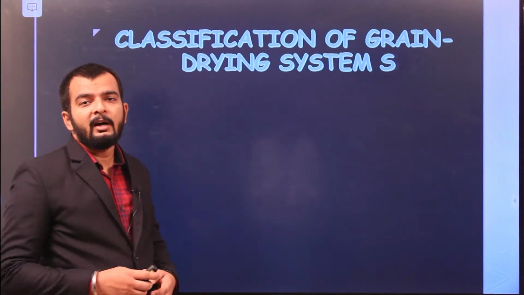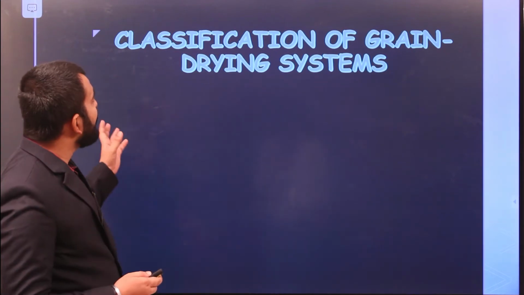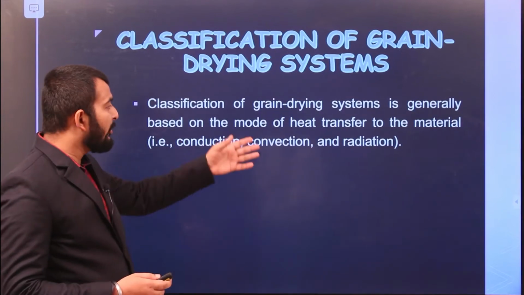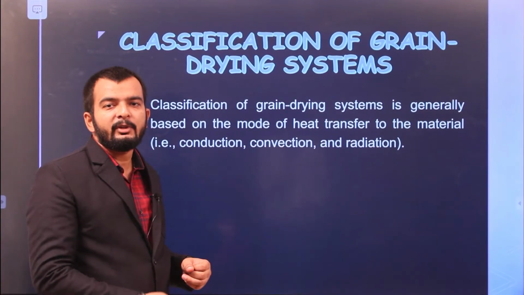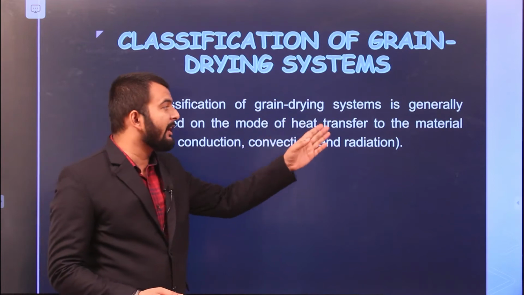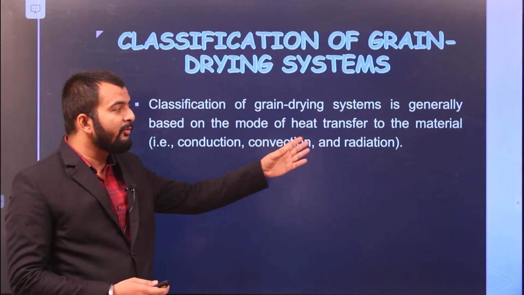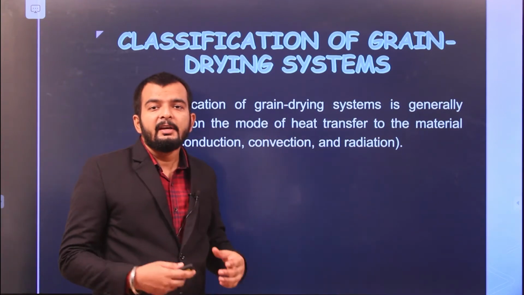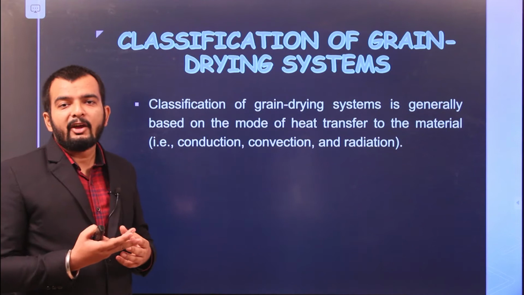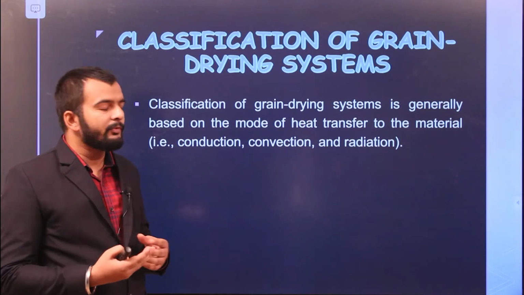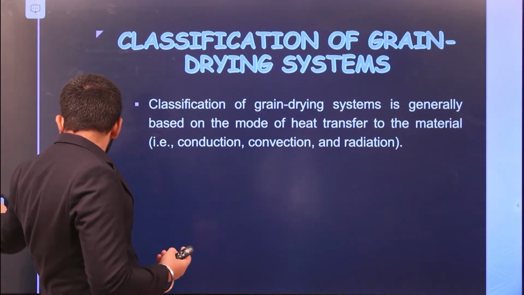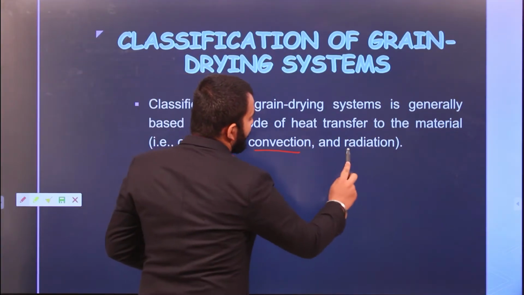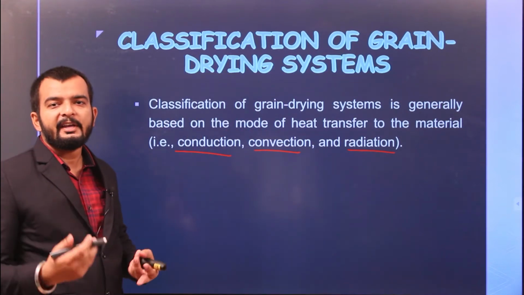In case of types of drying or methods of drying, we have different drying systems already established that depend on the mode of heat transfer to the grains. The classification of grain drying systems is generally based on the mode of heat transfer to the material. That can be either conduction, convection or radiation. Basically, we have three modes of heat transfer: first is conduction, second is convection, third is radiation. As you must already have an idea about conduction, convection and radiation.